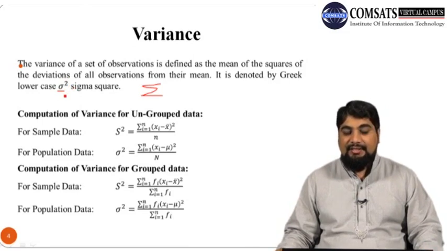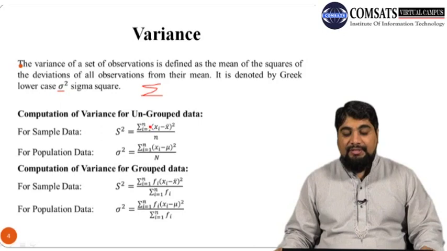So let us discuss the formulas for computing the variance for ungrouped data. For sample data the variance is usually denoted by S squared, and for population data it is denoted by sigma squared. So for ungrouped data the variance for sample data is S squared equals summation of (xi minus x bar) whole squared, divided by n, where i ranges from 1 to n.